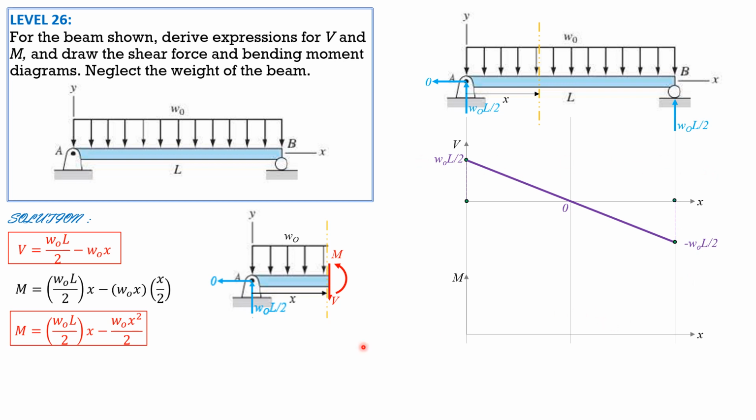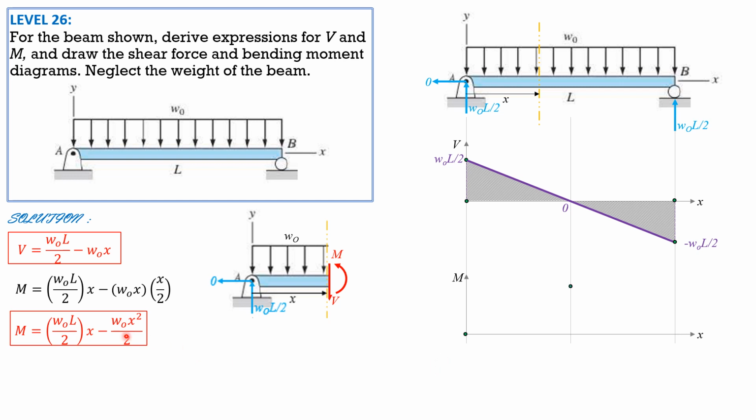Then for moment, when x is 0, moment is 0. You may shade, you may not. There's no agreement that the shear and moment diagram should be shaded. It is only for making the shear diagram look attractive. So that's why it's shaded.